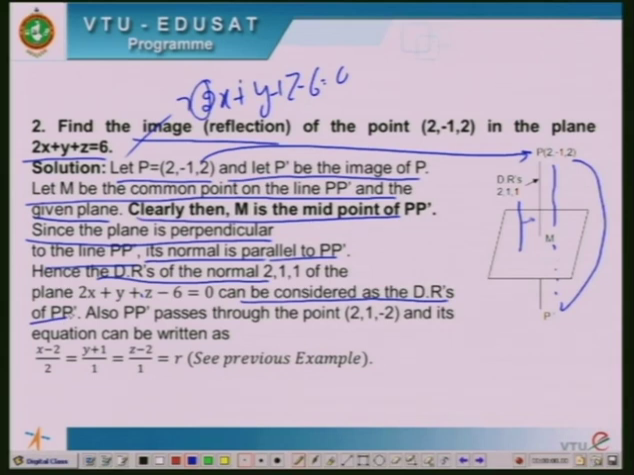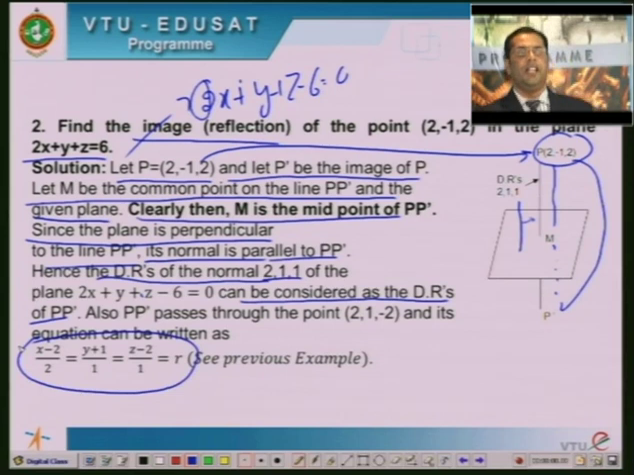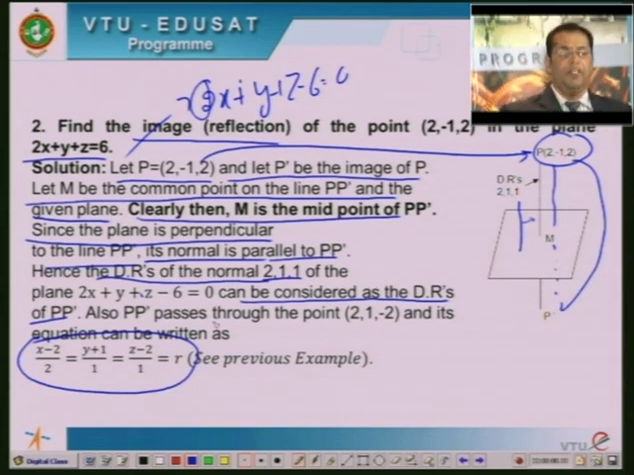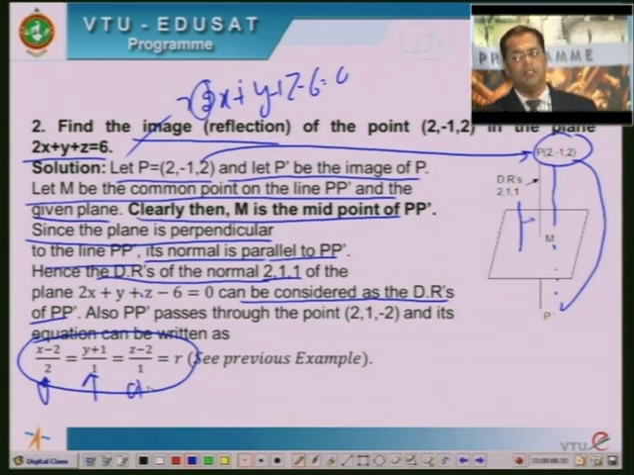So you can immediately apply the symmetric form, because you know that the line passes through the point P (2, -1, 2), that becomes your x1, y1, z1. You have the direction ratios of the line a, b, c which is 2, 1, 1, so immediately the equation of the line is (x - x1)/a which is (x - 2)/2 equal to (y - y1)/b which is (y + 1)/1 equal to (z - z1)/c which is (z - 2)/1.